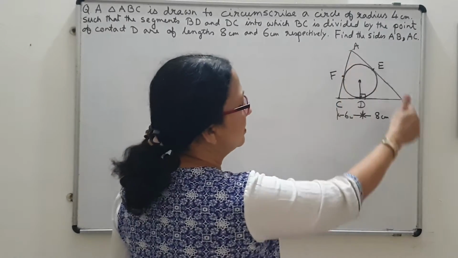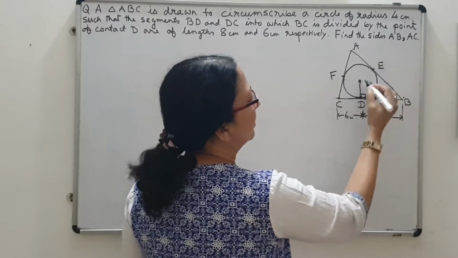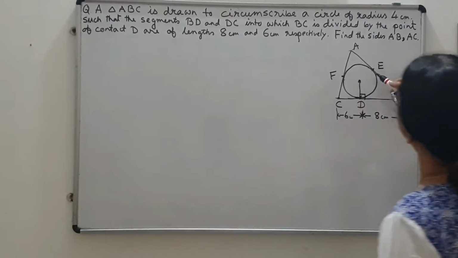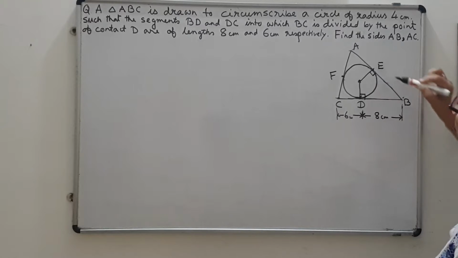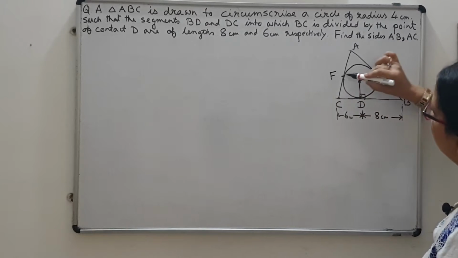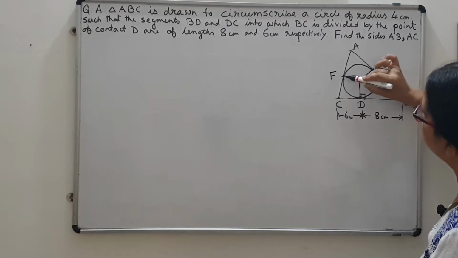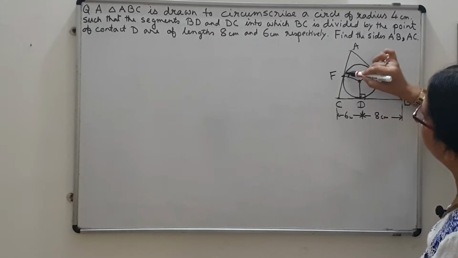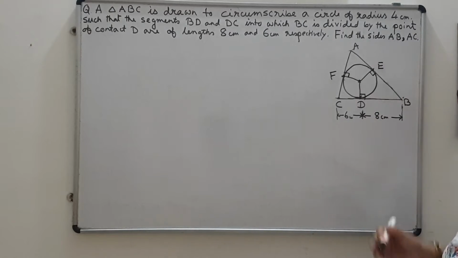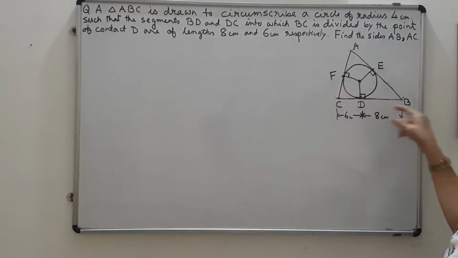Similarly, when this side is tangent and E is the point of contact, the radius to the point of contact is this one, which will also be perpendicular to this side. Similarly, when this is the tangent and this is the point of contact, the radius through the point of contact is perpendicular to the tangent. So by applying the first theorem, we got this.